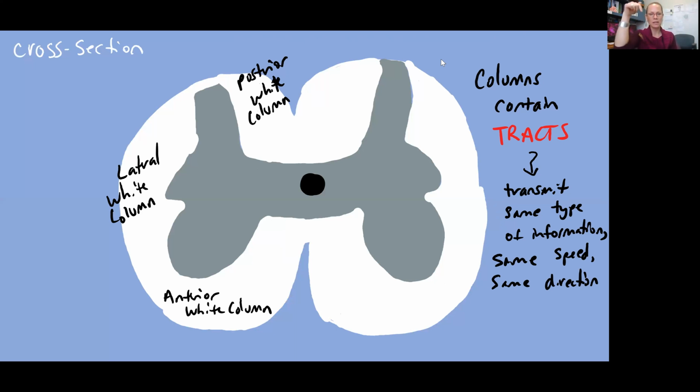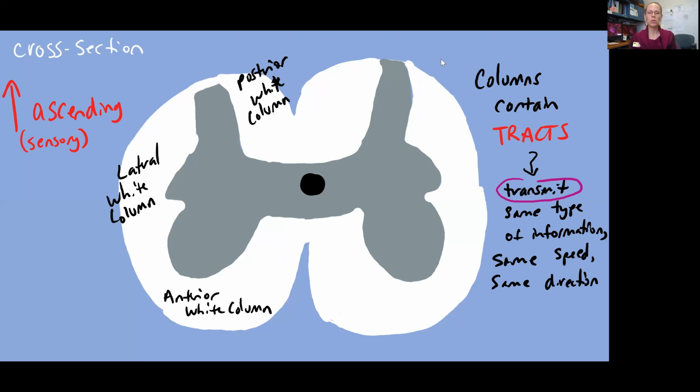So whether it's ascending or descending is what we're talking about in terms of direction. The speed is, of course, the rate at which that information is transmitted. And when we talk about the same type, we're talking about, oh, it might be sensory information or motor information. If it's sensory, maybe it's pain and temperature together, or maybe it's touch and vibration information. So we'll be talking about this more in the future.